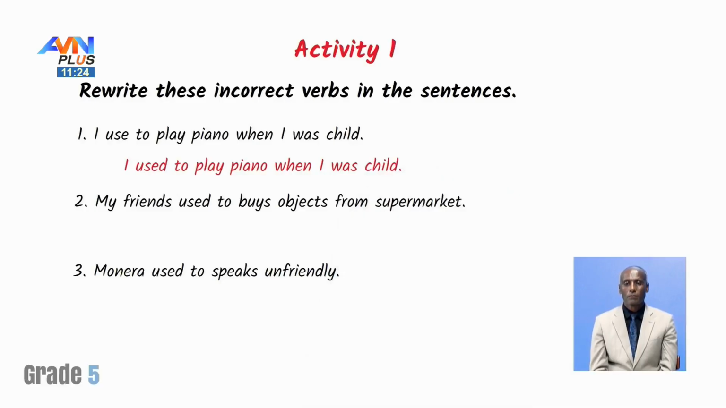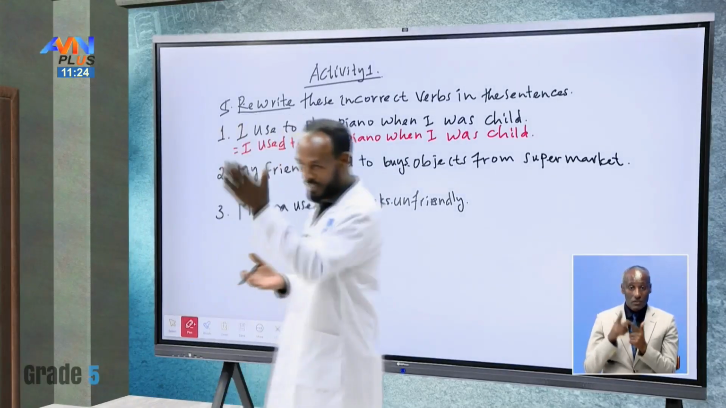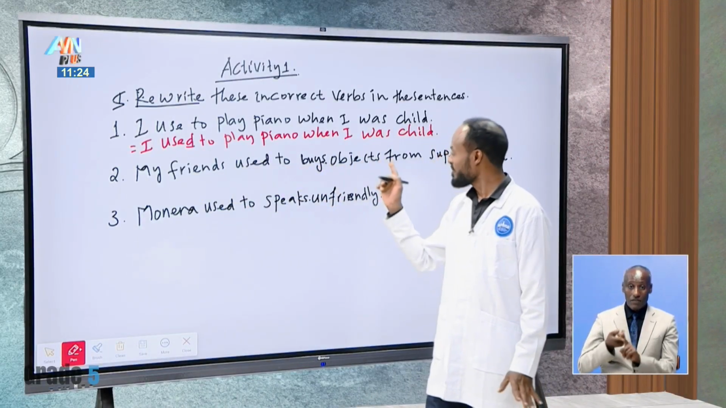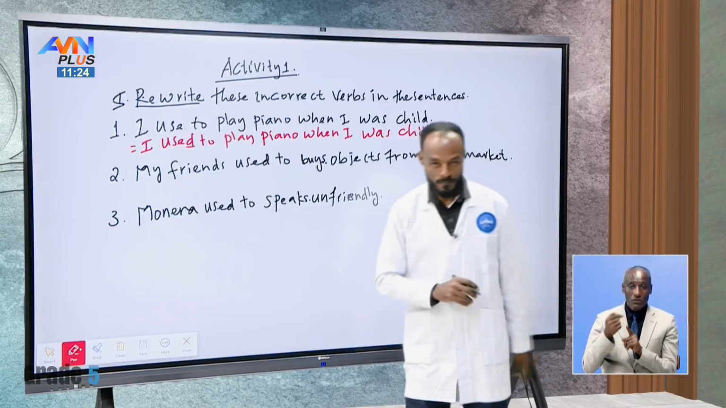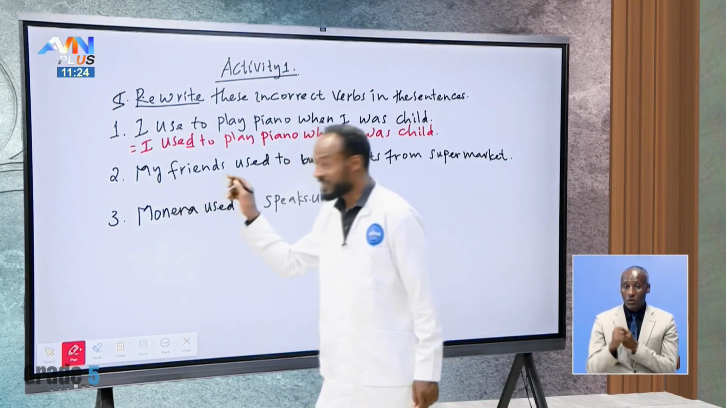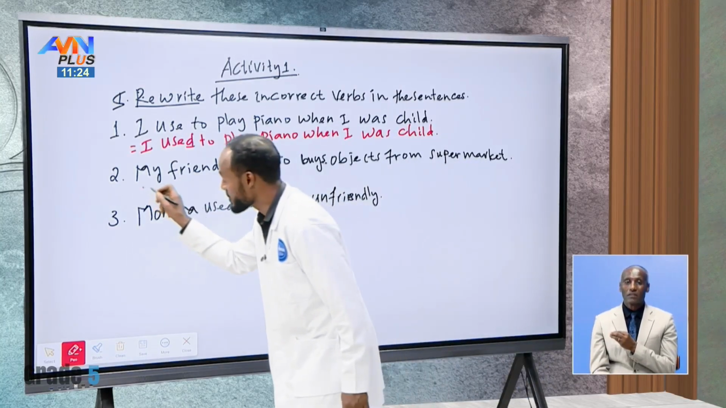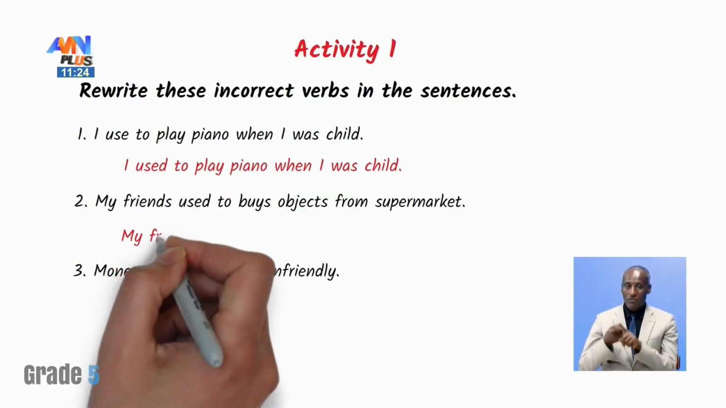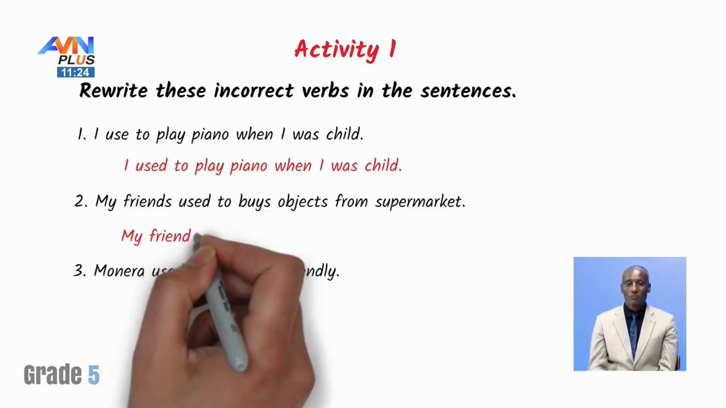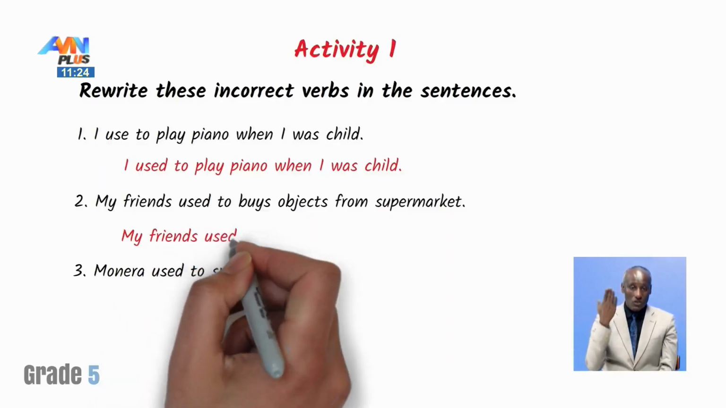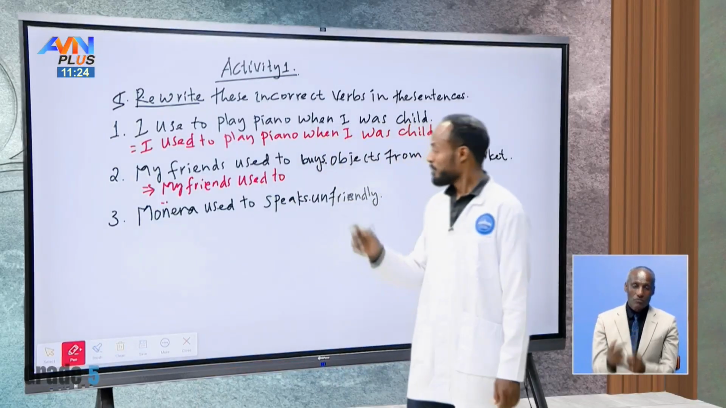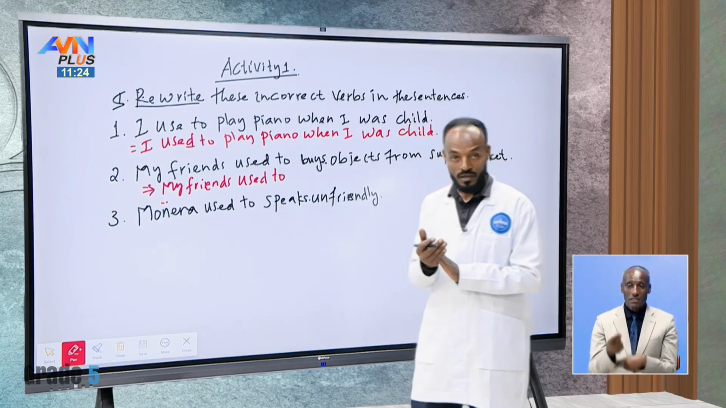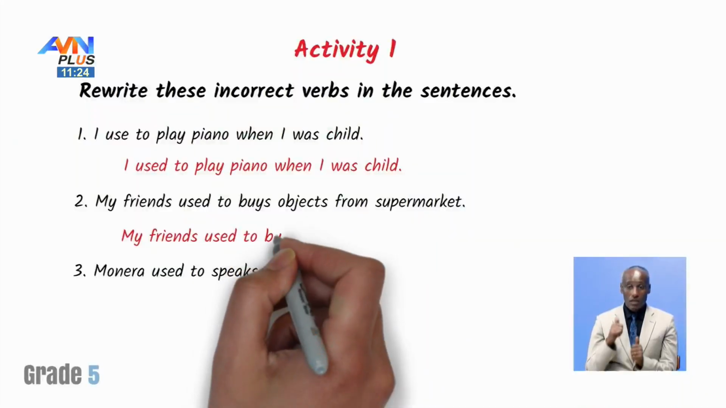Look. What about the second one? Here, my friends used to buy objects from supermarket. My friends, this is the subject. So there is no mistake here. My friends used to. Basically, can we say used to plus buys? It is impossible. We have to say what?